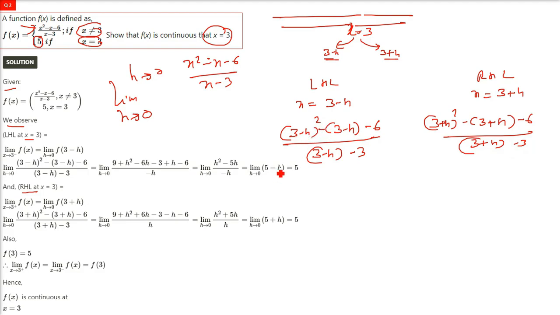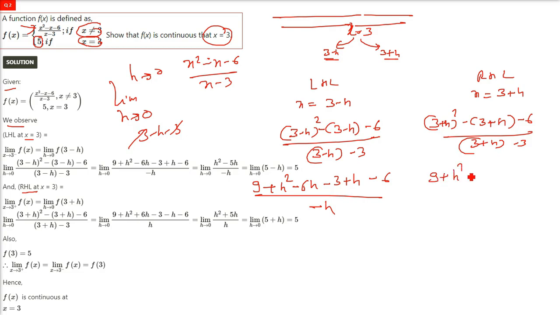Okay. So let us open this. This is 9 plus h square minus 6h. Here you are going to get negative 3 plus h minus 6, divided by 3 minus h minus 3. 3 gets cancelled. You will get negative h. Here you will get 9 plus h square plus 6h minus 3 minus h minus 6, divided by 3 gets cancelled. You get h here.